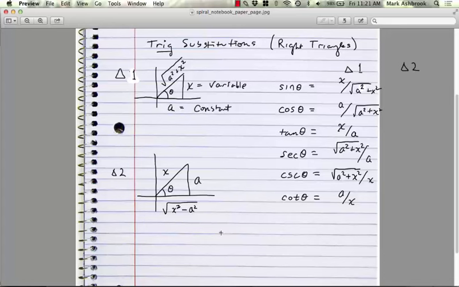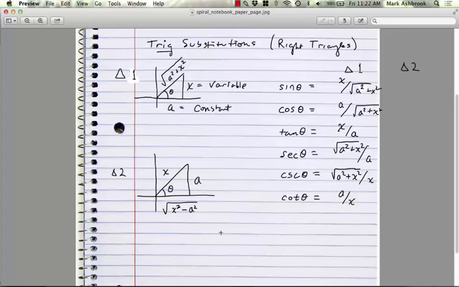And now for triangle 2, we could write out all these same ratios again. We're not going to take the time because we want to get to an example, but let's just talk them through. What would sine theta be? a over x. What would tangent be? Patrick, what would tangent be in the second? Tangent would be a over the square root of x squared minus a squared.